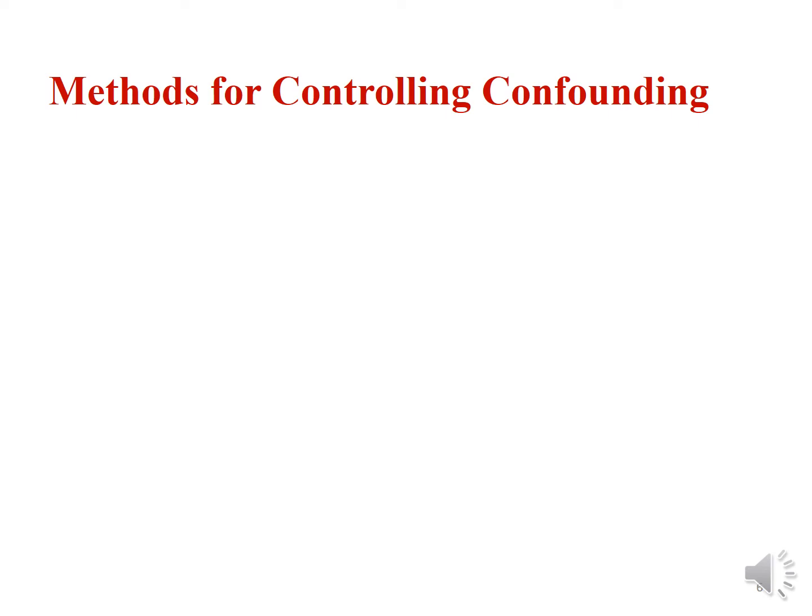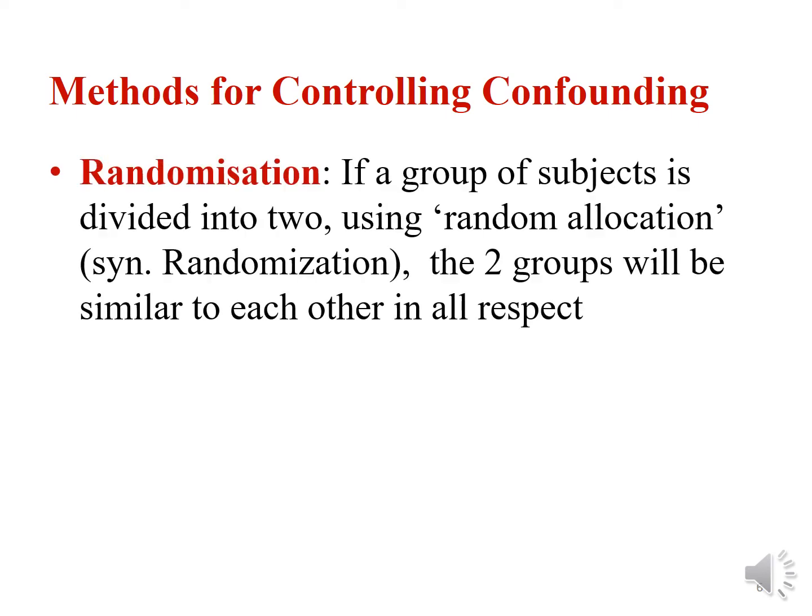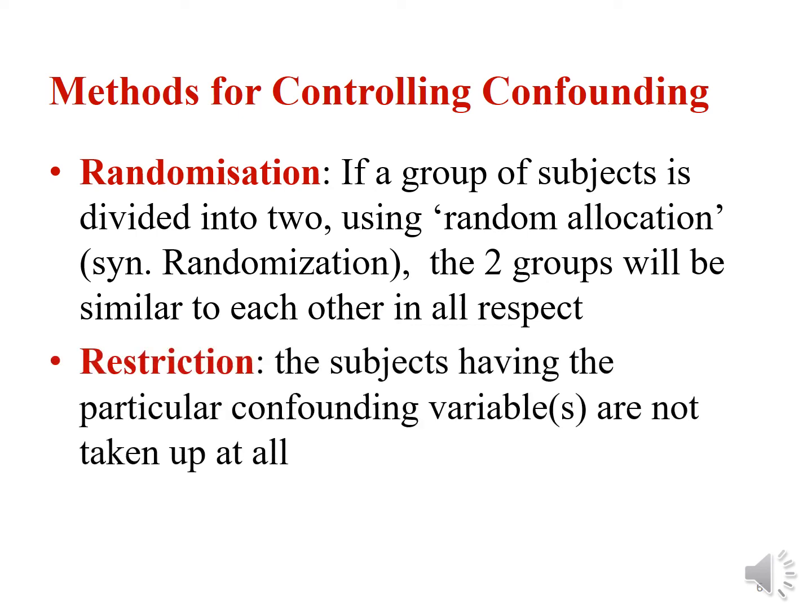How can we control confounding in a case control study? First method is randomization. What is randomization? If a group of subjects is divided into two using random allocation, the two groups will be similar to each other in all respect. Second method is restriction. In this, the subjects having the particular confounding variables or factors are not taken up at all. We restrict selection of subjects having confounding variables or factors. Third method is matching. What is matching? Matching is a process by which controls are selected in such a way that they are similar to cases except the presence of disease. So, by randomization, restriction and matching, we can control confounding in a case control study.